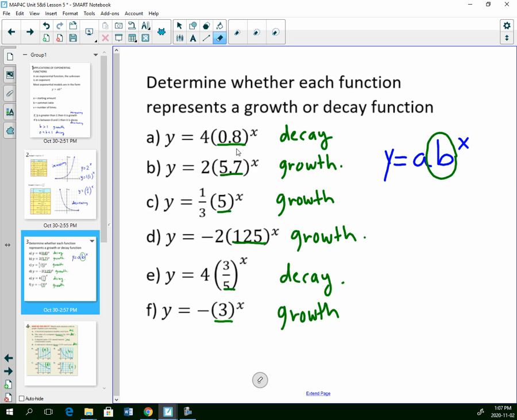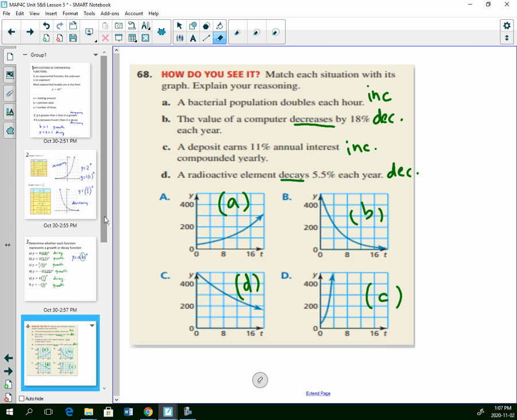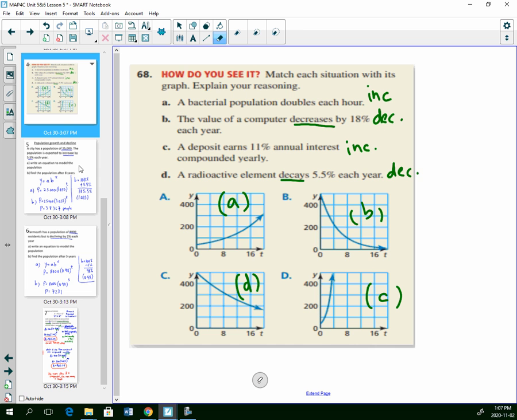You're not worrying about the starting amount, you're just looking at the common ratio. If it's less than 1, it'll go down or decay. If it's greater than 1, it'll go up. Okay? Likewise with graphs, and then you have your exponential models here. Okay? I'm just going to mute for 1 second while I do the attendance.